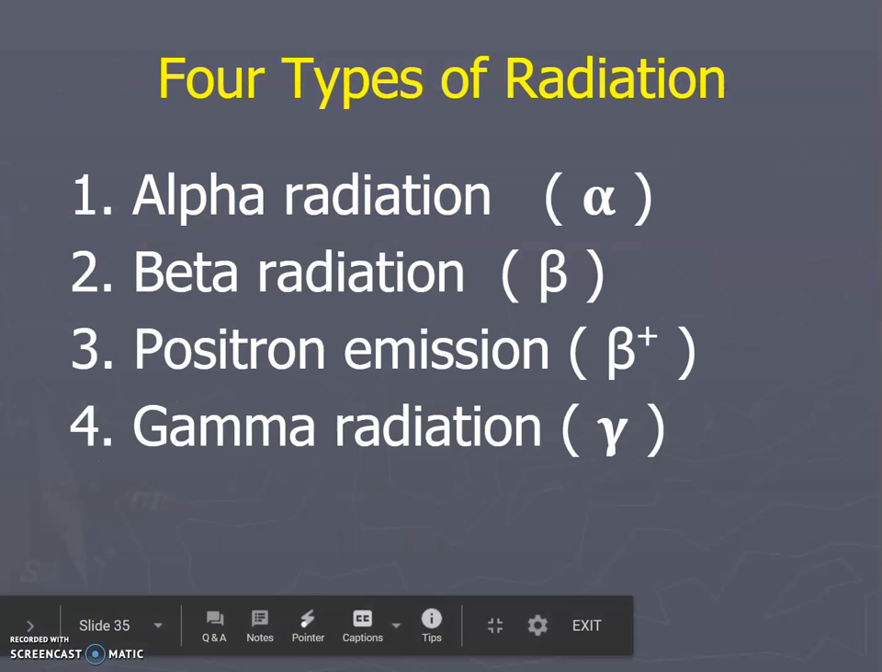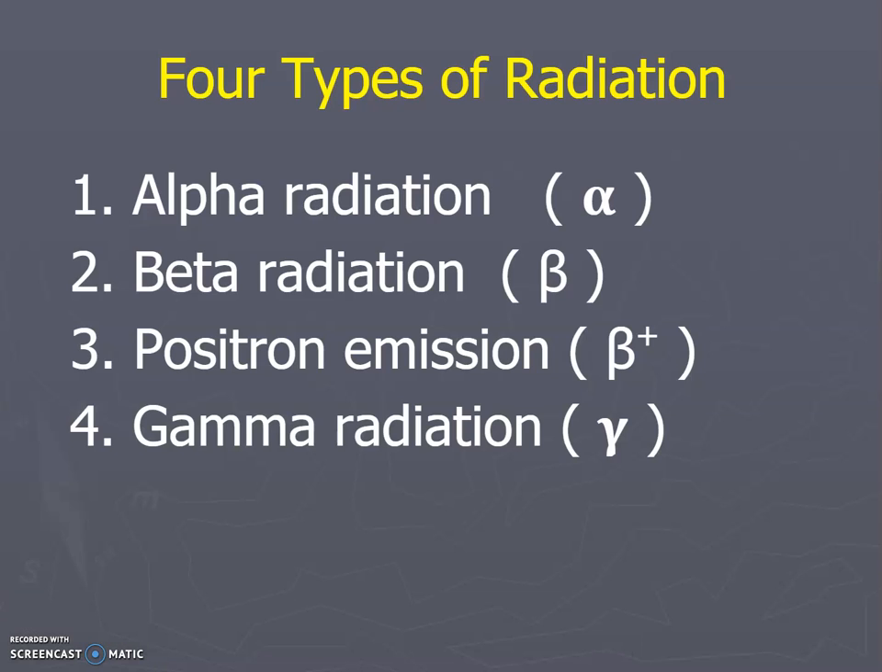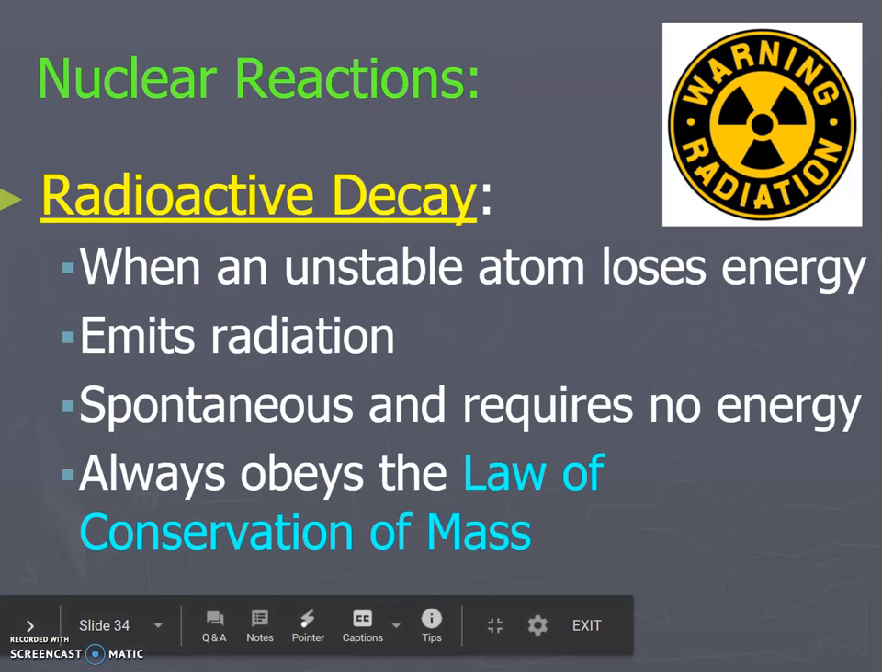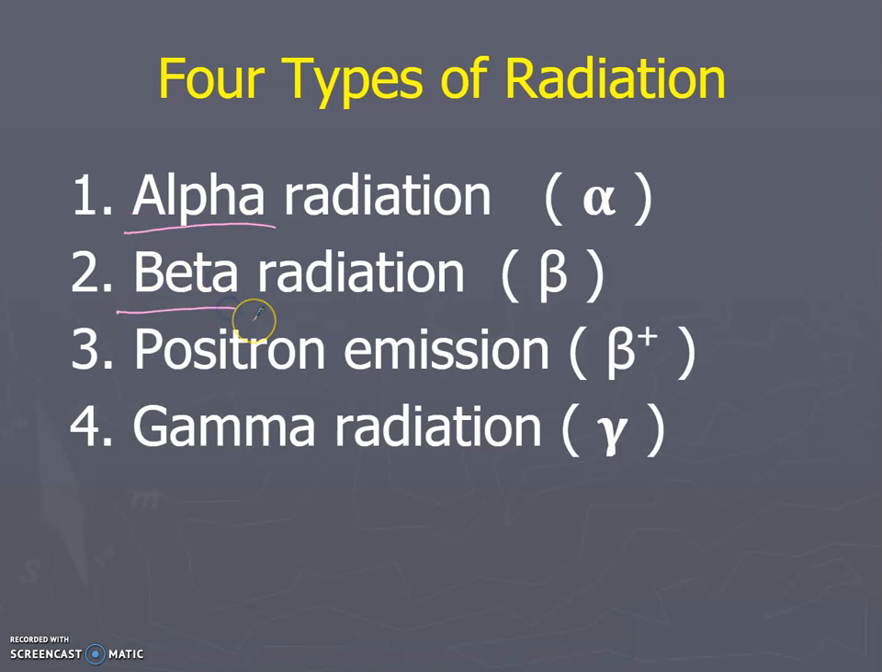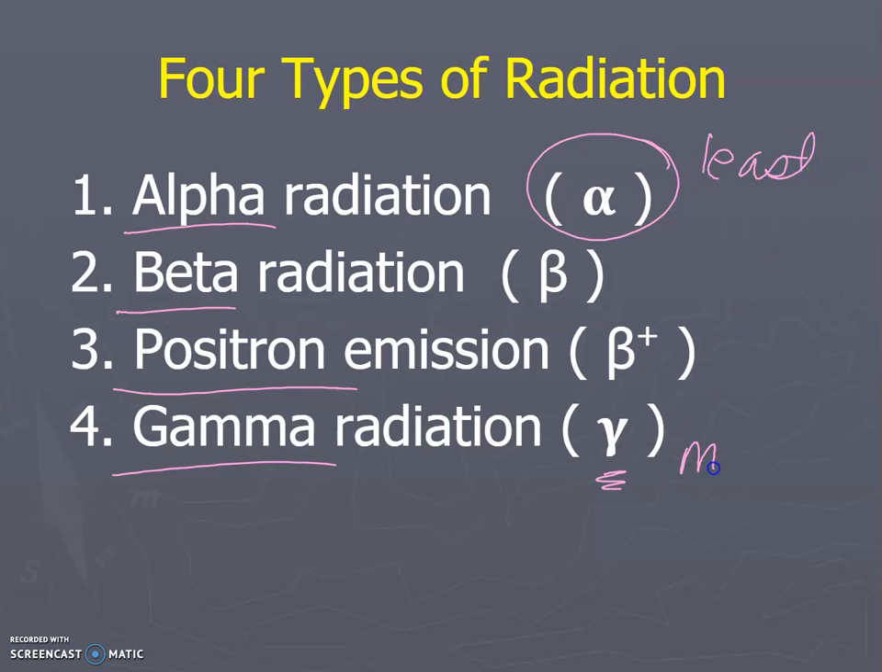All right, so there are four main types of radiation. There's more than this, but we'll address that in other courses. There is alpha radiation. There is beta radiation. There's a positron emission and gamma radiation, which is the most harmful. So this is the least harmful, and this is the most.